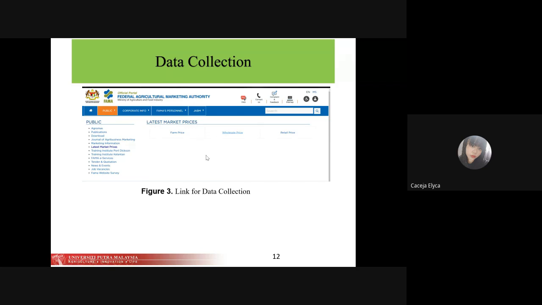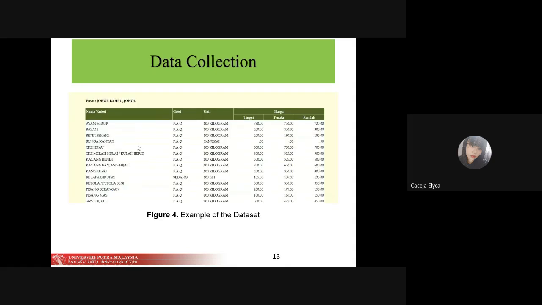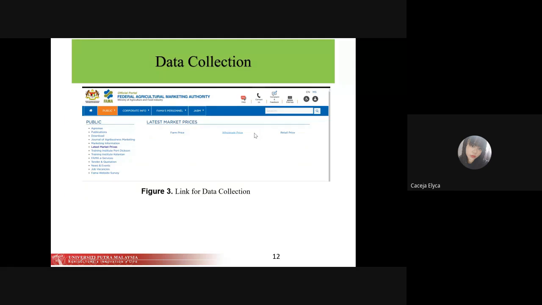So in here we have the latest market price, which has three types of price: farm price, wholesale price, and retail price. It has a variety of places in Malaysia, and a variety of crops or foods, and we will see the high price, the average price, and the lower price in terms of all of these three prices.